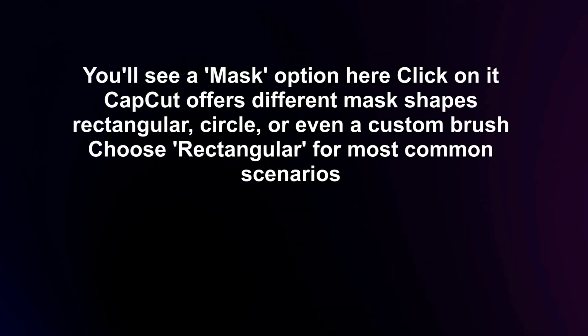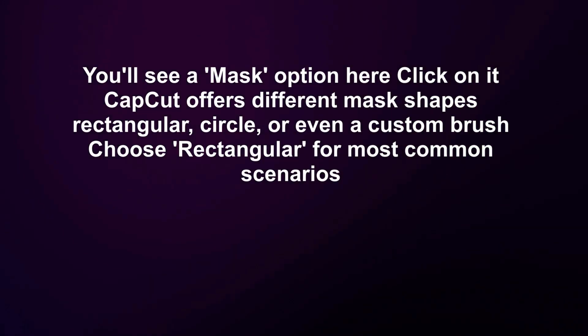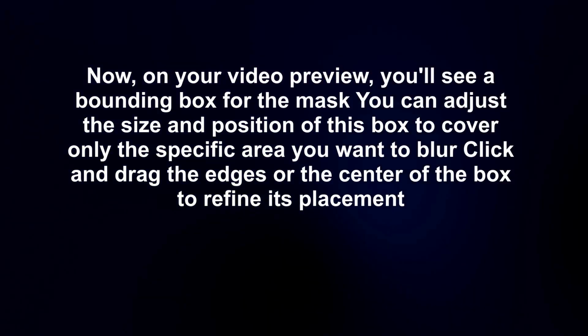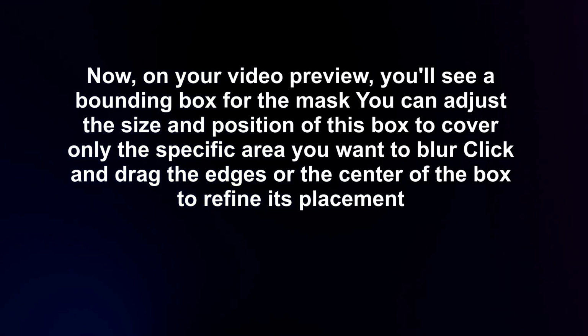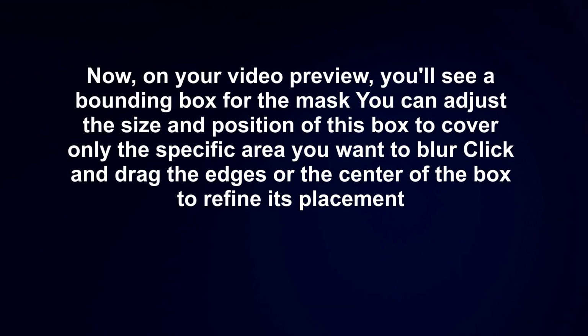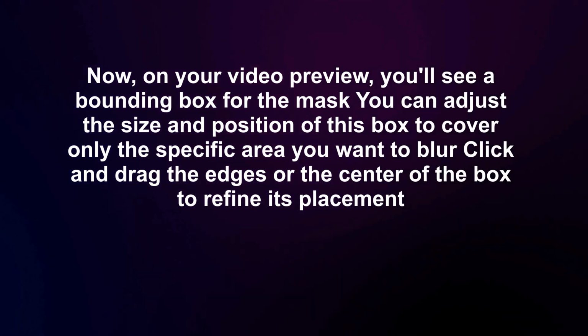Click on it. CapCut offers different mask shapes: rectangular, circle, or even a custom brush. Choose rectangular for most common scenarios. Now, on your video preview, you'll see a bounding box for the mask. You can adjust the size and position of this box to cover only the specific area you want to blur. Click and drag the edges or the center of the box to refine its placement.